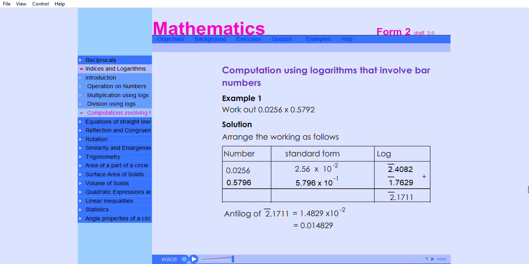Computation using logarithms. Example 1. Work out 0.0256 multiplied by 0.5792. Solution. Arrange the working as shown below. Find the antilog of bar 2.1711, which is equal to 1.4829 multiplied by 10 to the power of -2, which is equal to 0.01429.